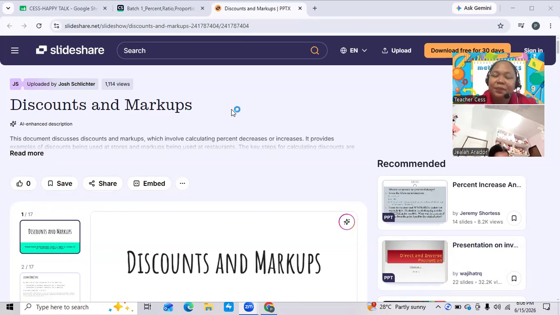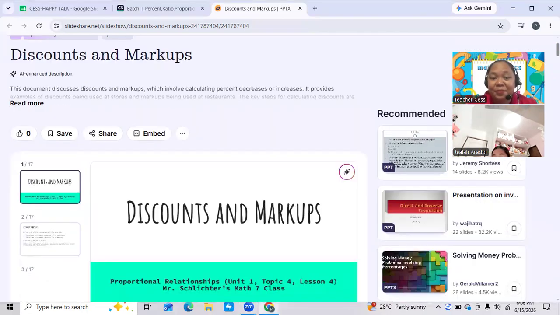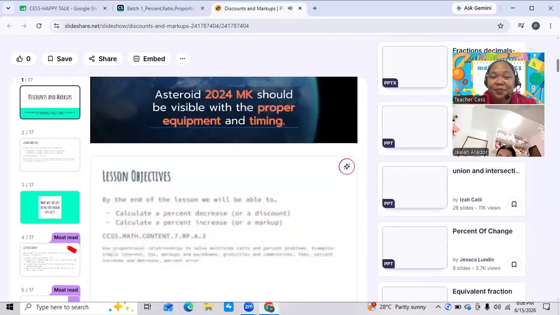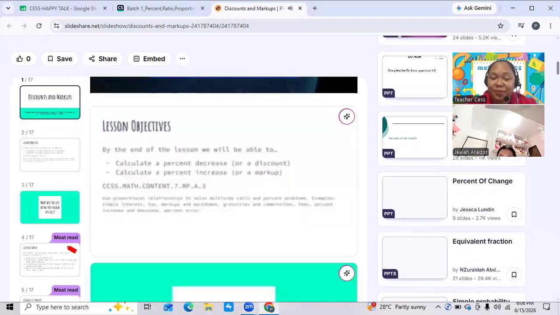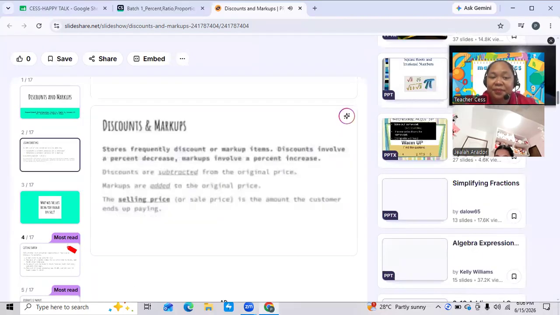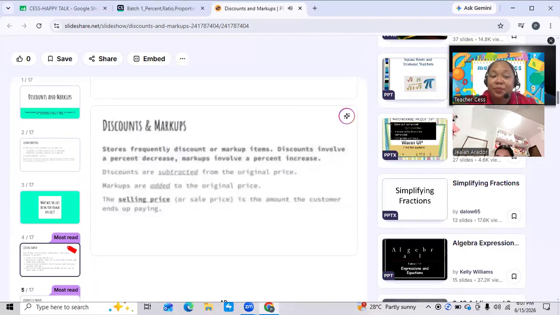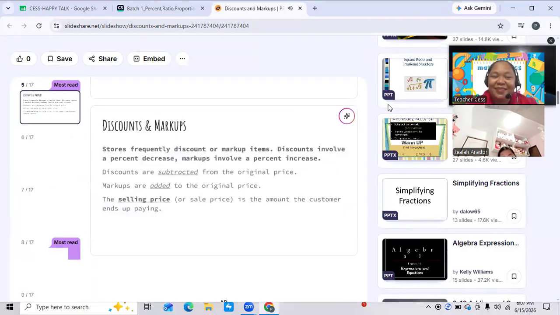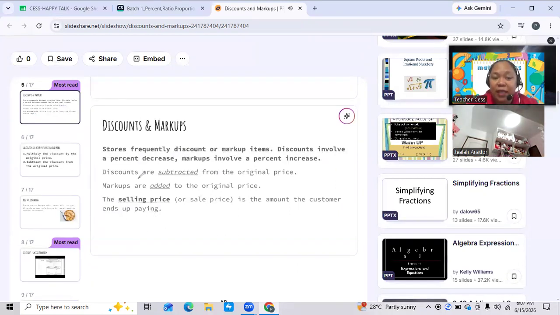How do you define again discounts and markups? Do you remember what a discount is? Discount is the one where you subtract, you lessen, and markup is where you add. Those are the differences between discounts and markups.